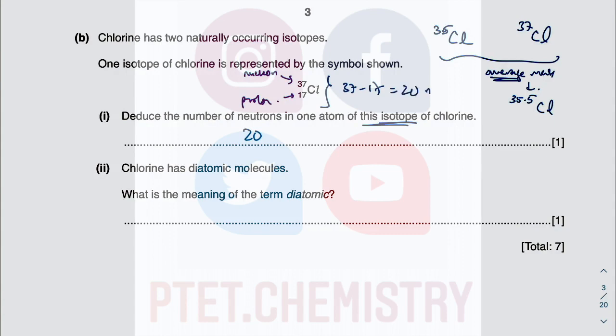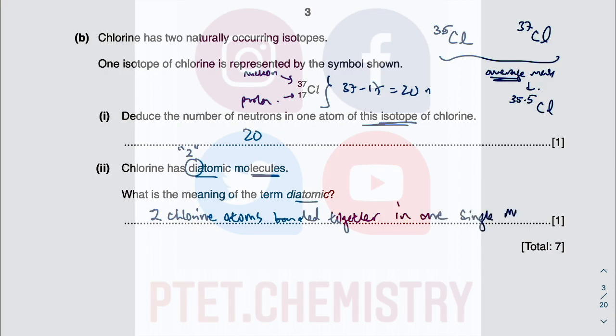Now chlorine has diatomic molecules. Di refers to 2, and atomic refers to atoms. So what is meant by a diatomic molecule? So 2 chlorine atoms bonded together. In fact, they are bonded together by a covalent bond. Okay, 2 chlorine atoms bonded together in one single molecule. In one single molecule. And you should know the displayed formula.